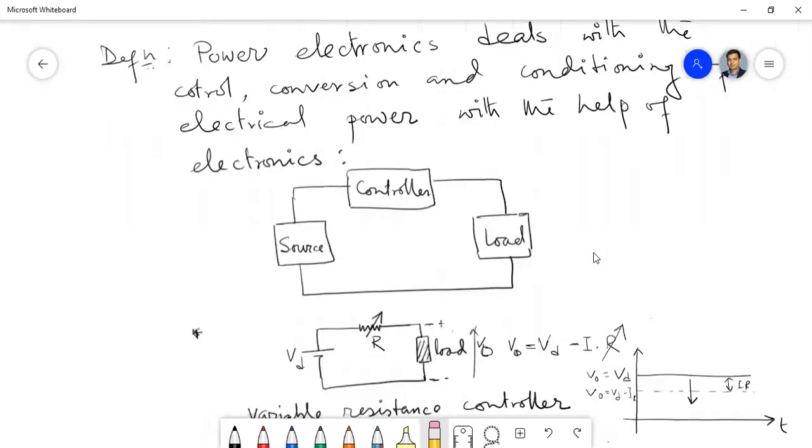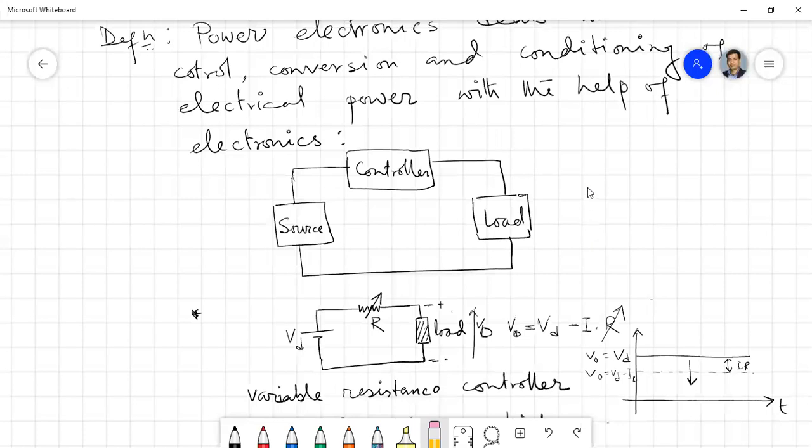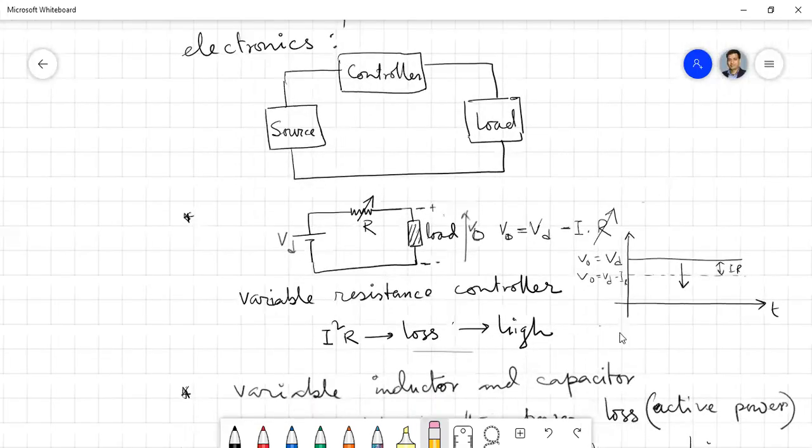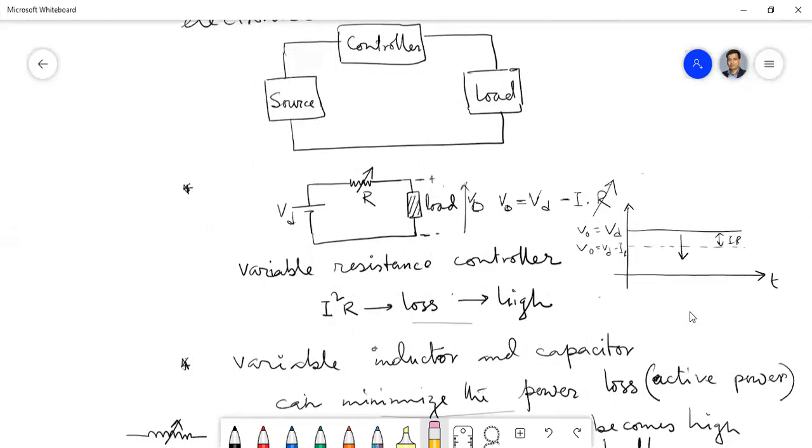A simple block diagram of what power electronics does, that we depicted, as it does basically the control of the power from source to the load by the help of electronics, by using electronics.